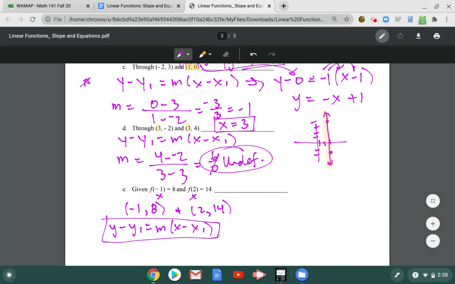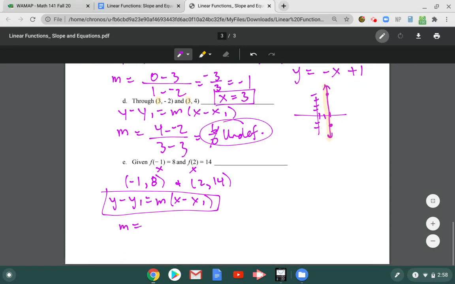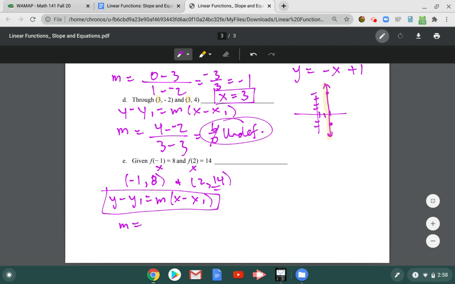Let's find m. So m is the difference in my y values. So 14 minus 8 over the difference in my x values, 2 minus negative 1. 6 divided by 3, which is 2. We saw that one before. So m is equal to 2. The next thing I need to do is just choose either of these points to be the one that I plug into my formula. It doesn't matter which one. I'm just going to grab the first one.